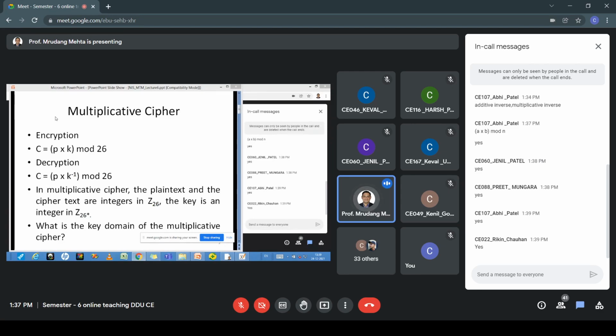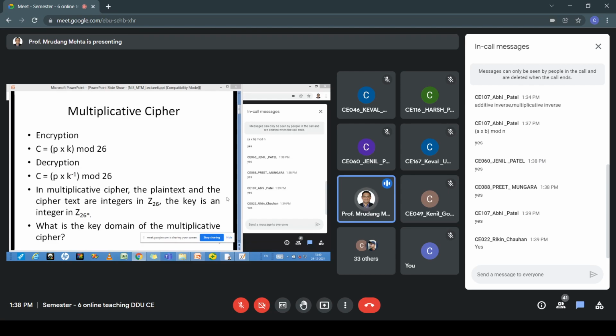The encryption method in the multiplicative cipher is C equals P into K mod 26. Decryption is P equals C into K inverse mod 26. Like in the additive cipher, where we added the key to the plain text, here we have multiplication. In addition, the reverse operation for decryption was subtraction. In multiplication, the reverse operation is division, right?